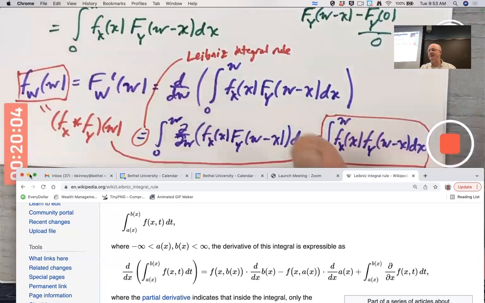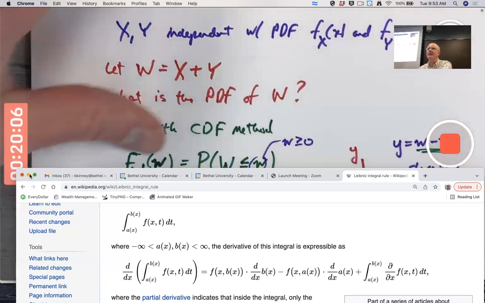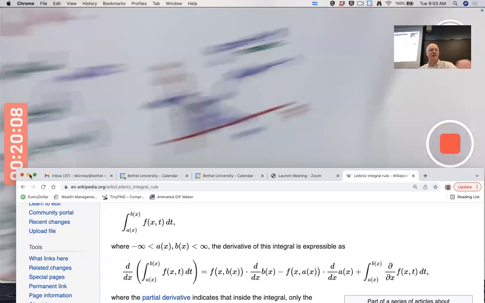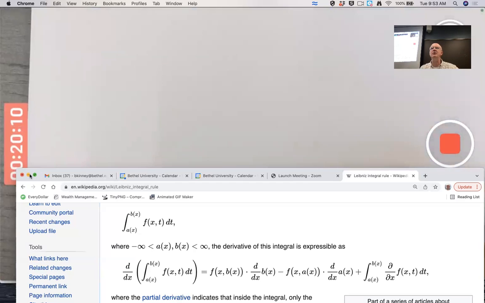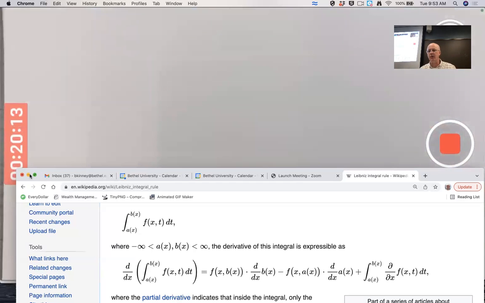Let's go back to our example before spring break, where we're looking at the sum of two exponential random variables that were also independent.